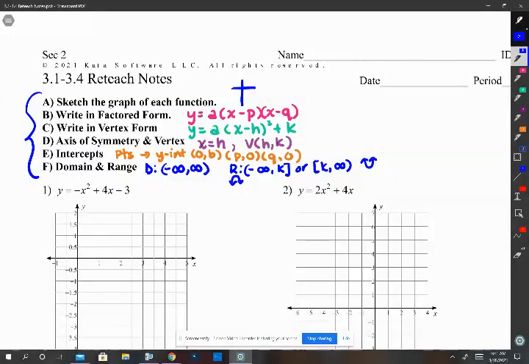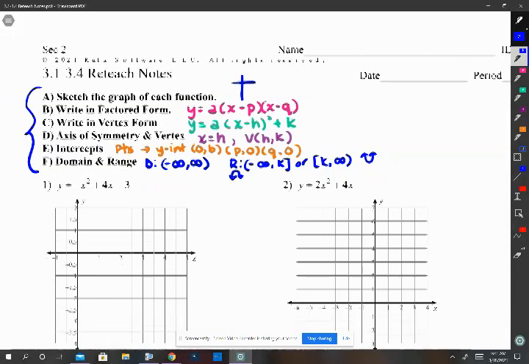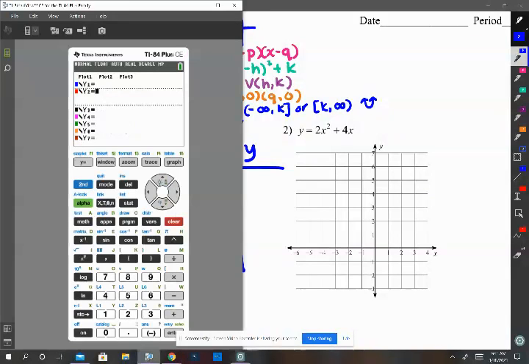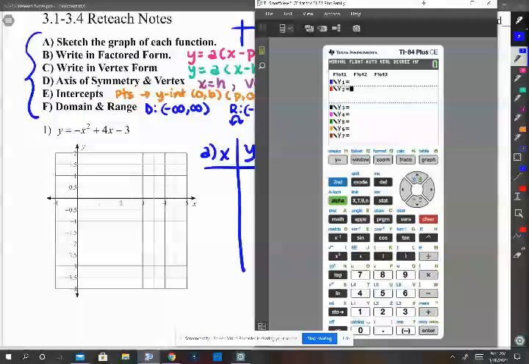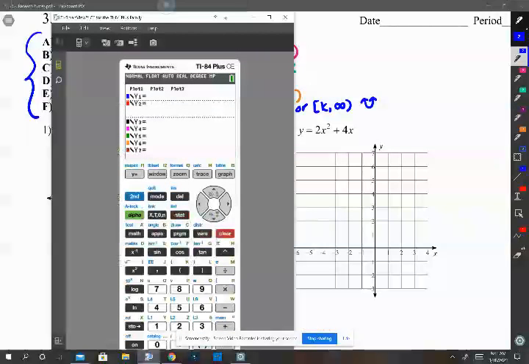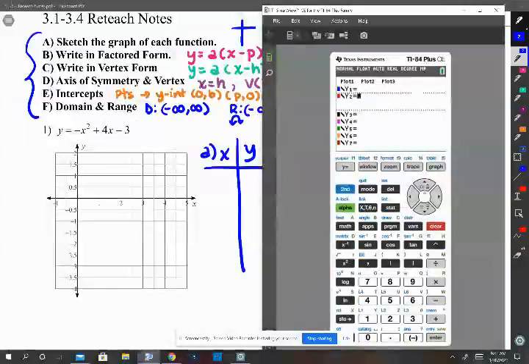So when I look at the first problem and I'm asking for a T-chart, what that means is that I'm going to look at my graph. I'm going to put it in the graphing calculator. Let me scoot it over here so you can see. I'm going to put it up in this top one, and I'm just going to put it in exactly the way it looks. So I'm going to go negative x squared plus 4x minus 3.